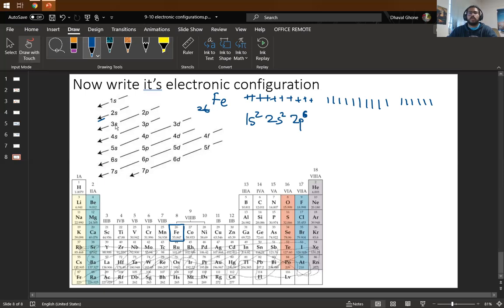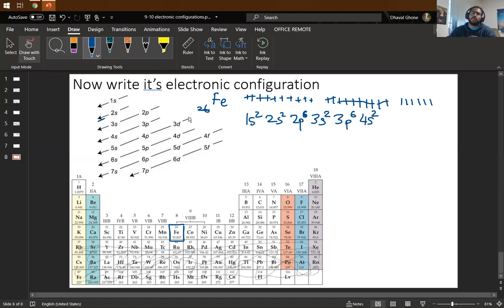I'm gonna keep going. Next is 3s. S can hold 2. So I'm gonna take away 2 and put them over here. I still have plenty left. Keep going. 3p. 3p can hold 6. So I'm gonna take away 1, 2, 3, 4, 5, 6 electrons and put them here. Keep going because I have plenty left to go. 4s. S can hold 2. Take away 2, put them over here. I still have 6 left.